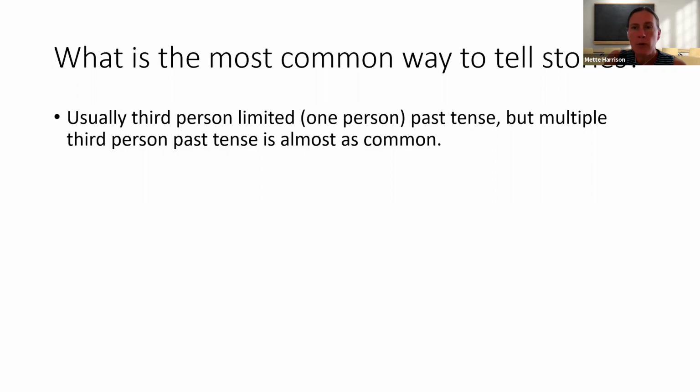What is the most common way to tell stories? Usually third person limited, one person, meaning not multiple narrators, past tense, but multiple third person past tense is almost as common. So third person, past tense, most common. Multiple third person, past tense, also fairly common.